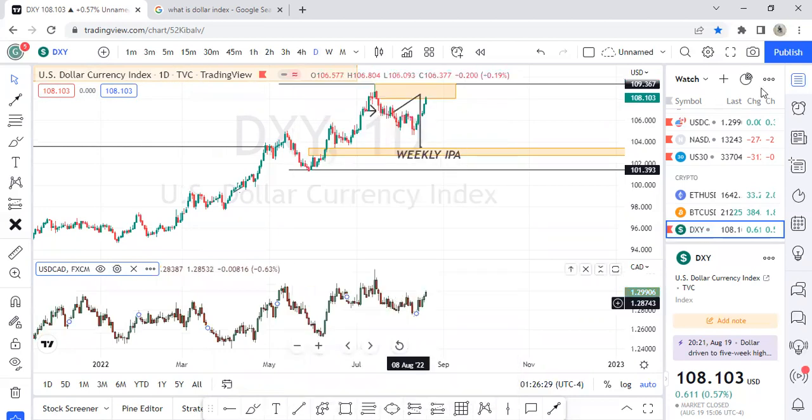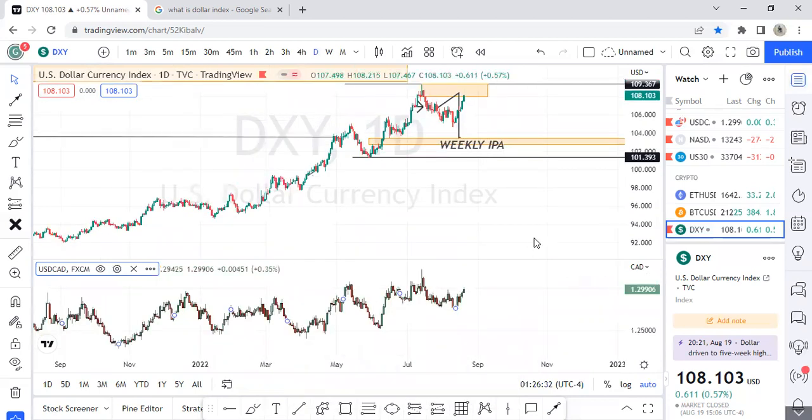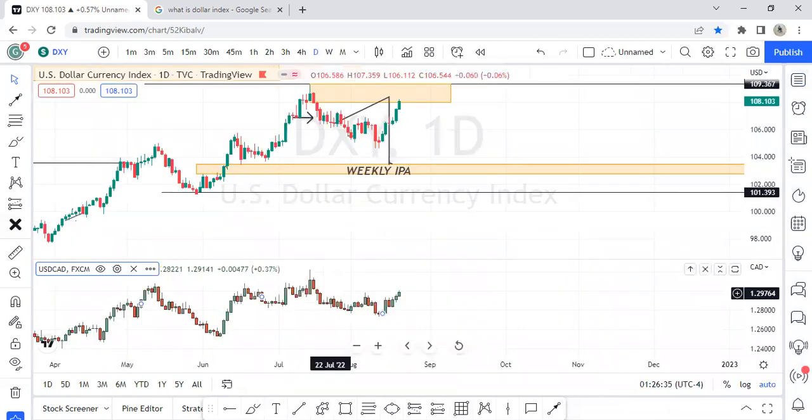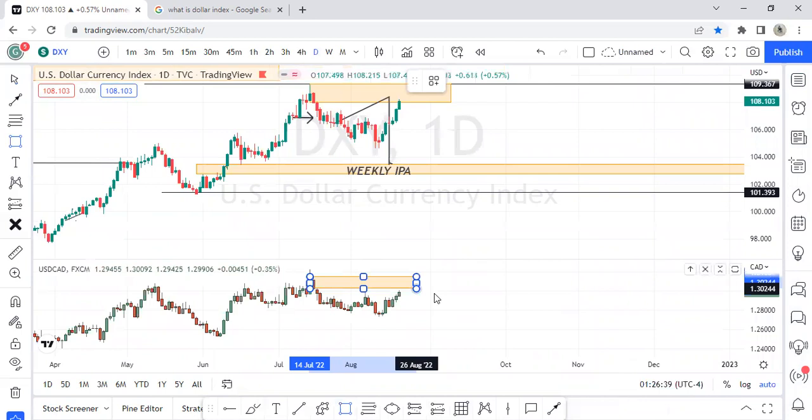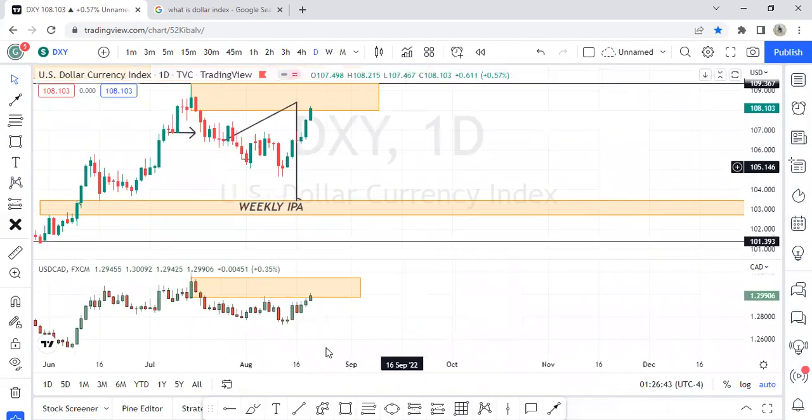So this is it. Let me take this out. I think I was trying to sell the USD CAD. I was looking at this for a sell. Let me just mark it out a bit, so just bear with me.